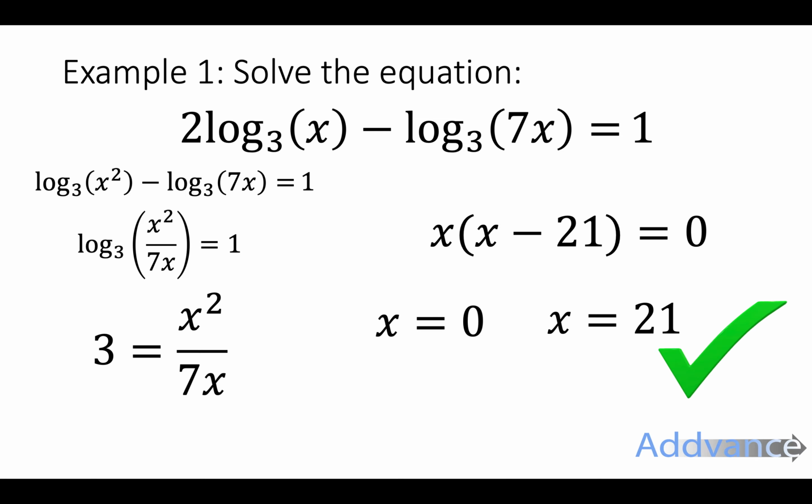If you wanted to check your answer, all you'd have to do is type into your calculator 2 log 3 of 21 minus log 3 of 7 times 21 and press equals, and you should get 1. The answer is 1.